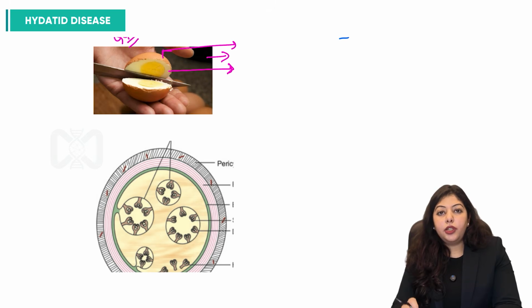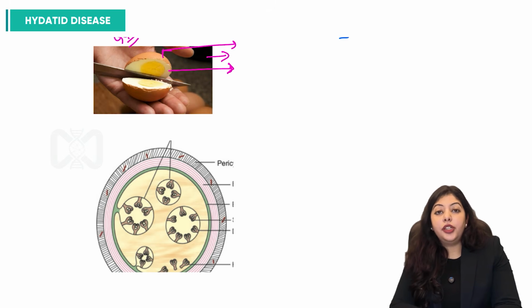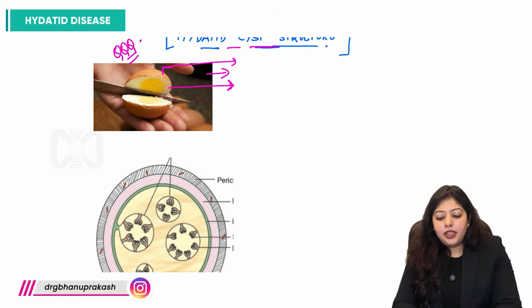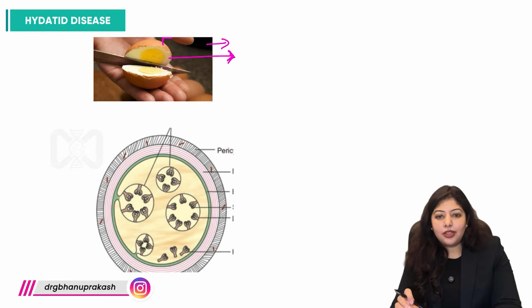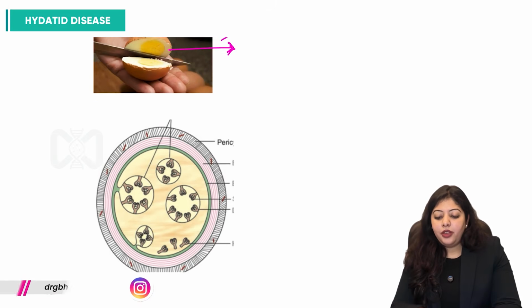This will be continuous with the outermost covering of the cyst, whereas this albumin part will be considered as the next layer, and the third layer we'll be discussing later, right?